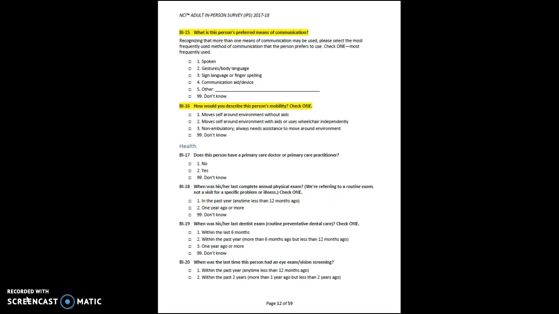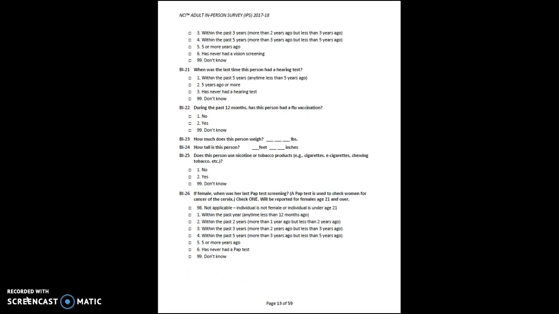We ask about the person's last eye exam or vision screening. When was the last time they had a hearing test, and whether in the past 12 months they've had a flu vaccine.